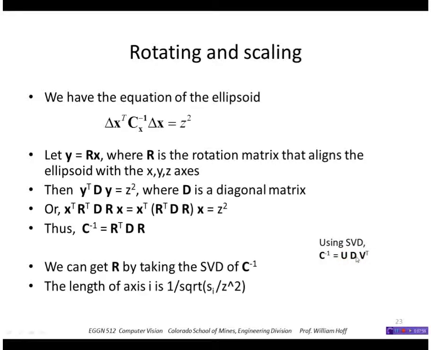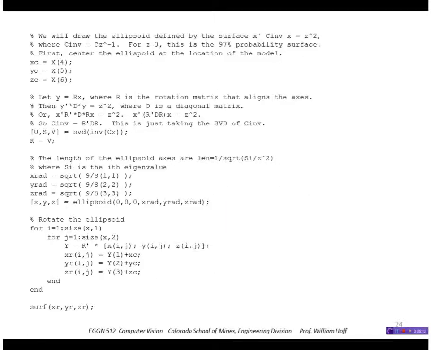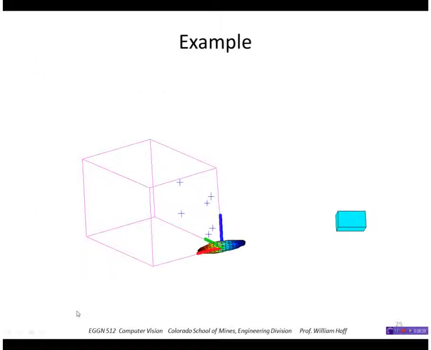And the length of the axis in the ith direction is 1 over the square root of S sub i. Those are the singular values divided by Z squared, where Z, of course, is the constant that I pick here, probably like 3. So this is the MATLAB code that draws an ellipsoid given a covariance matrix C, CZ here. And it finally draws the ellipsoid using MATLAB's surface function, surf here. And let me just go ahead and run this.